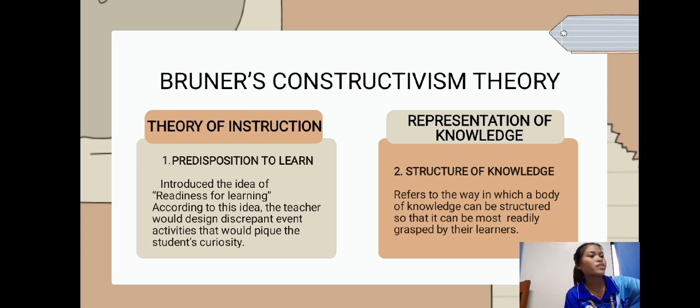Next is structure of knowledge, which refers to the way in which a body of knowledge can be structured so that it can be most readily grasped by the learners. In Bruner's theory, the structure of knowledge is the most effective way to organize and present information to facilitate learning. It focuses on arranging the content to reveal the underlying relationships between concepts, making it easier for learners to understand and retain the information.